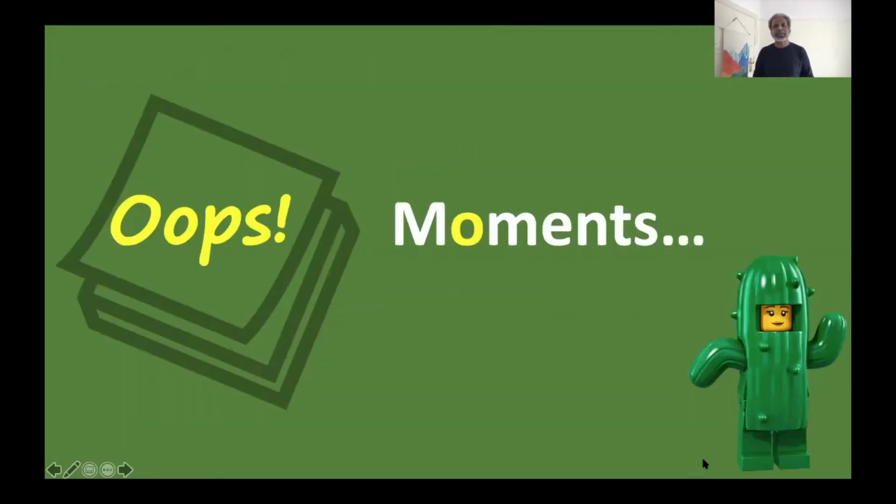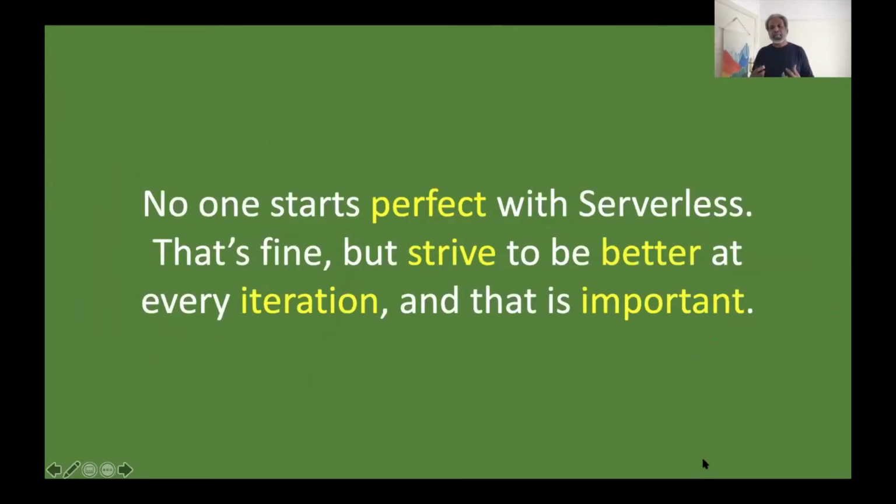Let me start with a few oops moments. Before we get going, let me say something about serverless adoption. In my understanding, no one starts perfect with serverless. We always make mistakes. We start with something very small, and then we evolve and develop. But the important thing is that with every iteration we must make sure that we become better. We rectify the mistakes and move forward to better quality and a better application. That's very important. Okay, let's look at oops number one.